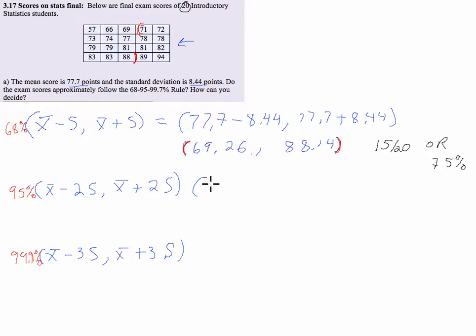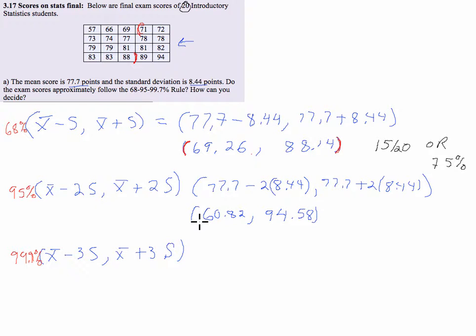So the next interval is going to be from x bar, which is 77.7, minus 2 times 8.44, out to 77.7 plus 2 times 8.44. Okay, so that interval, once we do the arithmetic, is going to be 60.82 for my lower number, and then my upper number is going to be 94.58. Okay, so if this distribution is approximately normally distributed, the prediction is that 95% of the data will fall in that interval, okay? So let's do it in magenta.